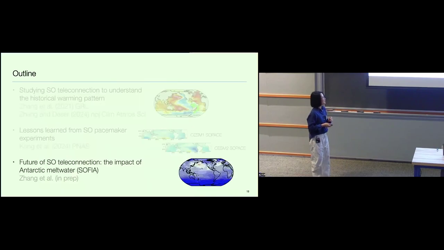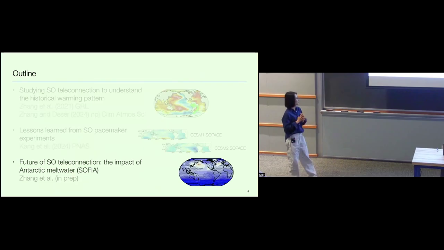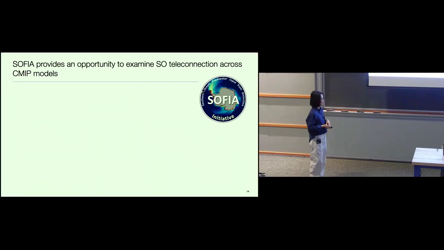Right. So now we have this really great opportunity to further look at the intermodel spread of this teleconnection from the SOFIA simulations. I'll introduce these a bit if you're not familiar. This is the Southern Ocean Freshwater Input from Antarctica initiative. It's aimed to compare the model response to added freshwater forcing that is motivated by projected Antarctic ice melt.